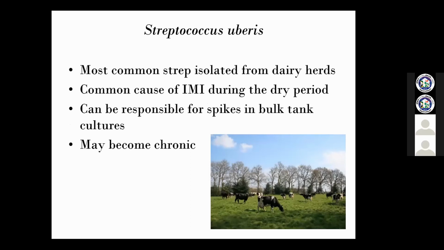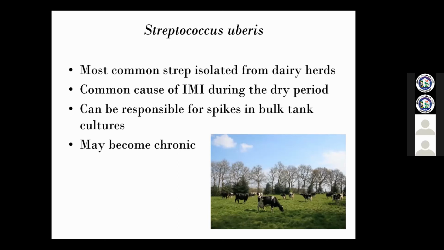It's the most common one isolated. It is most common also during the dry period, not only in lactation. It can be responsible. Remember earlier on when we had that table where we looked at the yes-no option, you sometimes get a spike. If it's very wet outside and the animals are on pasture, you might get a spike in the bulk tank once off. Be sure to look then at the uberis.